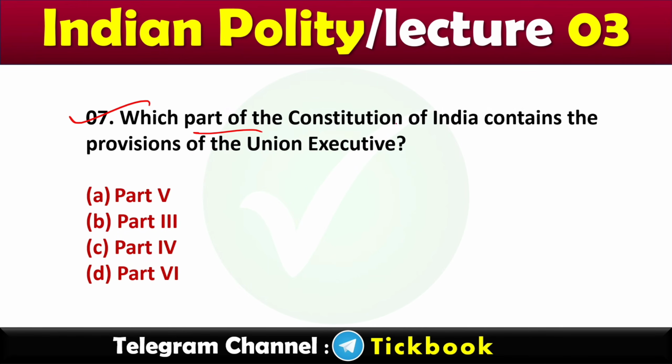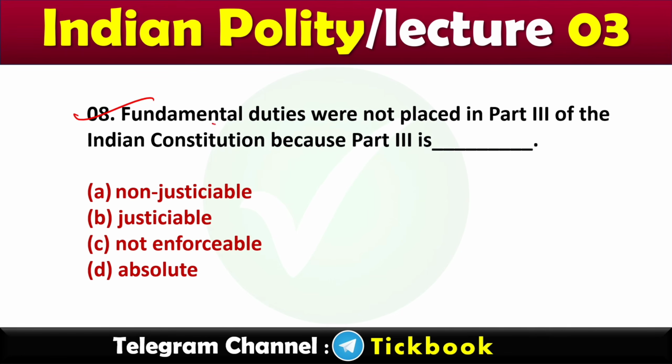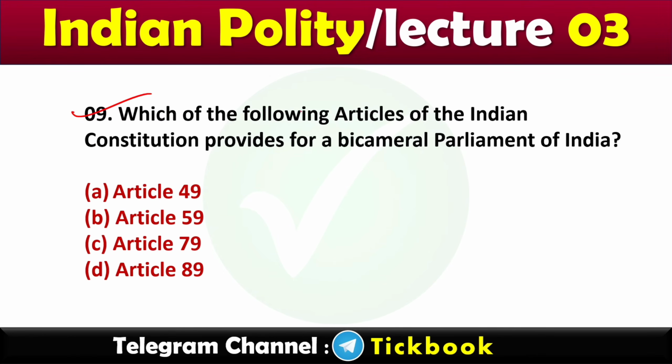Question number 7, which part of the Constitution of India contains the provisions of the Union Executive? Option number A, Part 5. 8, fundamental duties were not placed in Part 3 of the Indian Constitution because Part 3 is. Option number B, justiciable. 9, which of the following articles of the Indian Constitution provides for a bicameral Parliament of India? Option number C, Article 79.